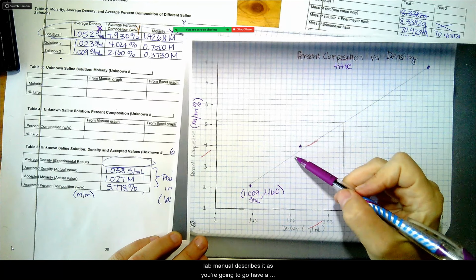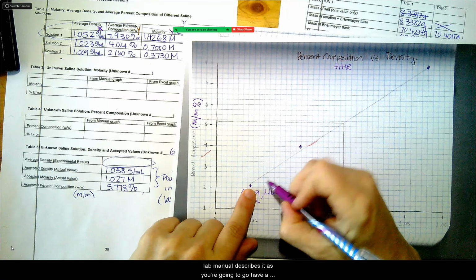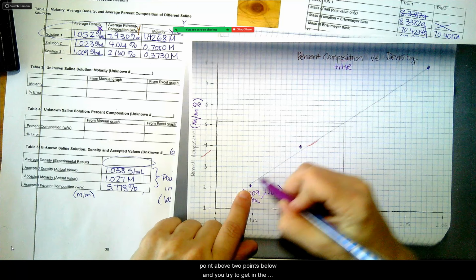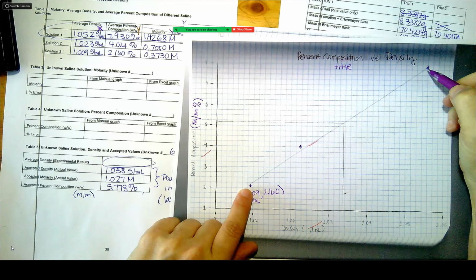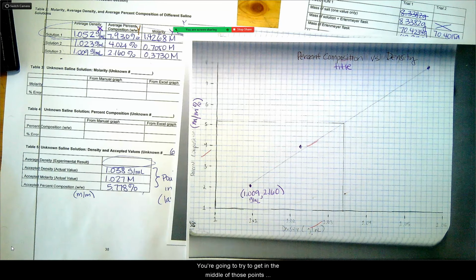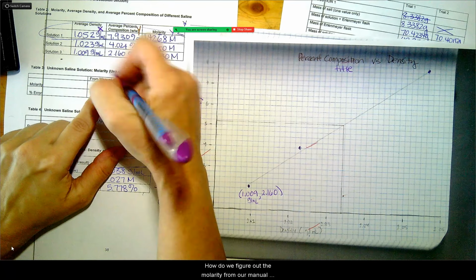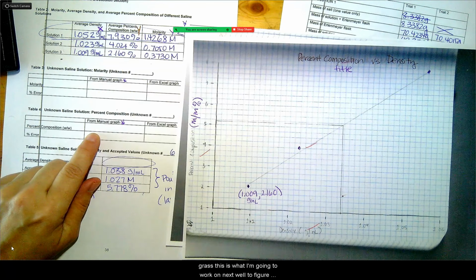Again, if you look at the lab manual, it describes it as you're going to have a point above, 2 points below, and you try to get in the middle of those points. That's your trend line. All right, now, how do we figure out the molarity from our manual graphs? This is what I'm going to work on next.